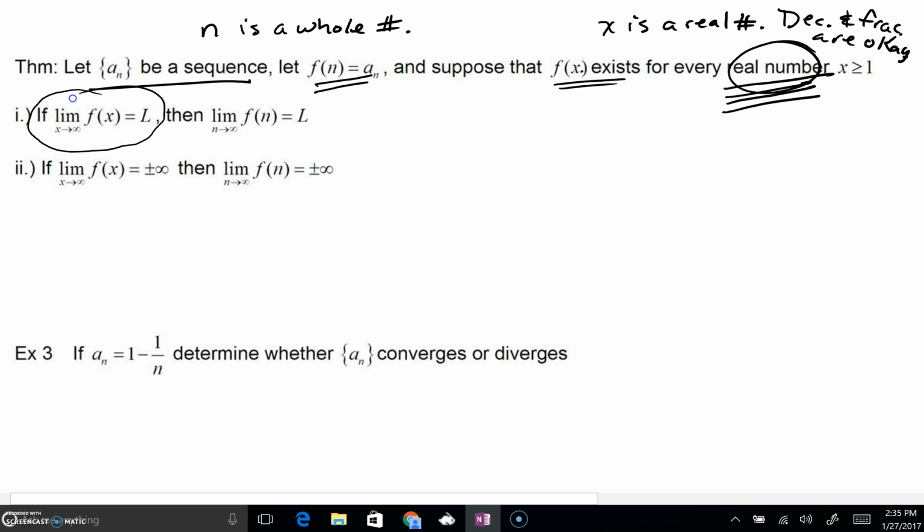But we're going to say if the limit as x goes to infinity of f of x equals a limit, then so does just this ordinary sequence where n would just be whole numbers. N wouldn't be decimals or fractions. Now that's going to come into play later because we're going to go back to familiar calculus with x, and it hopefully will help out.